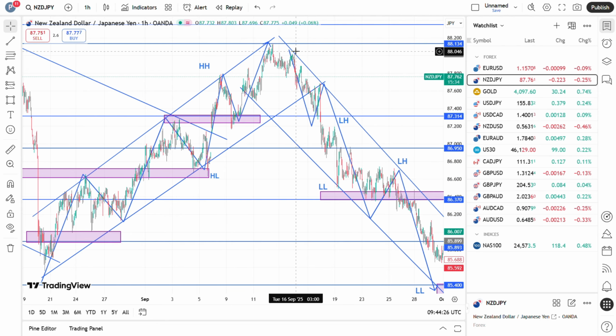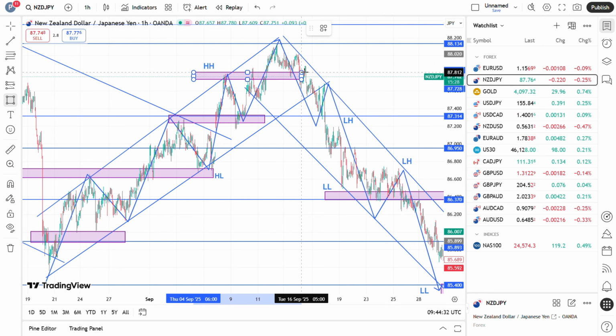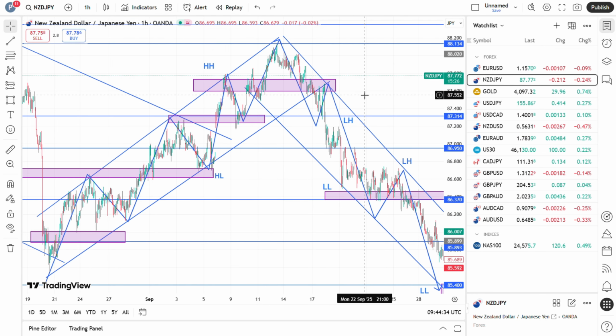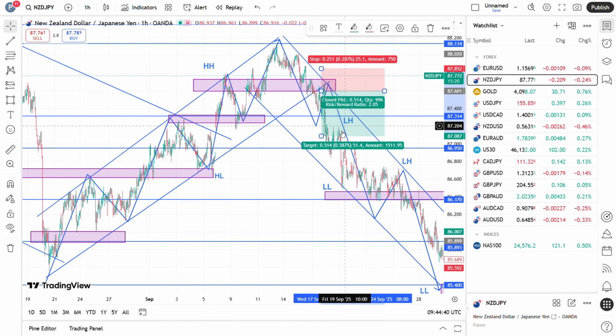Market even gave us an inverse head and shoulders right there. That is a clear, clean entry right there. You can target the next lows right there after the breakout of the channel.